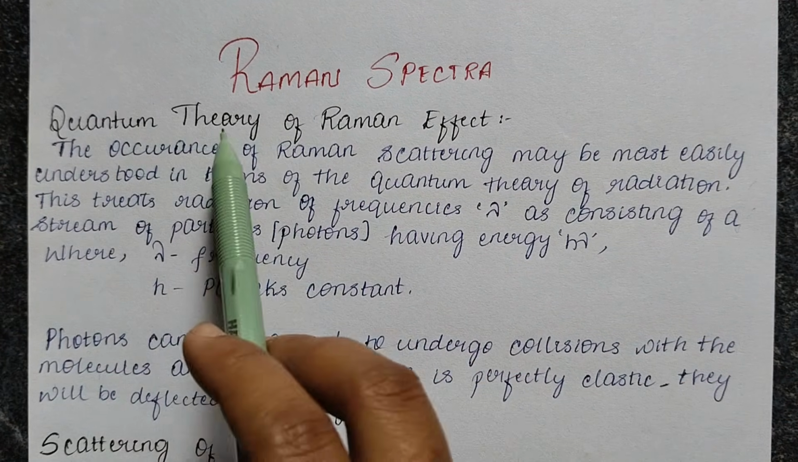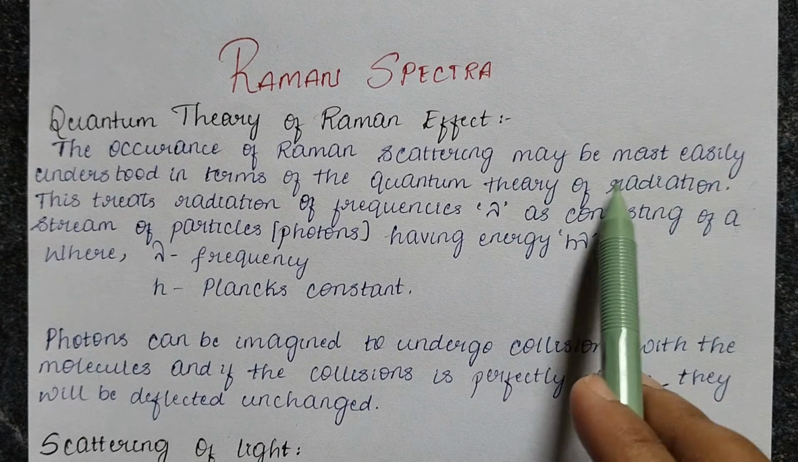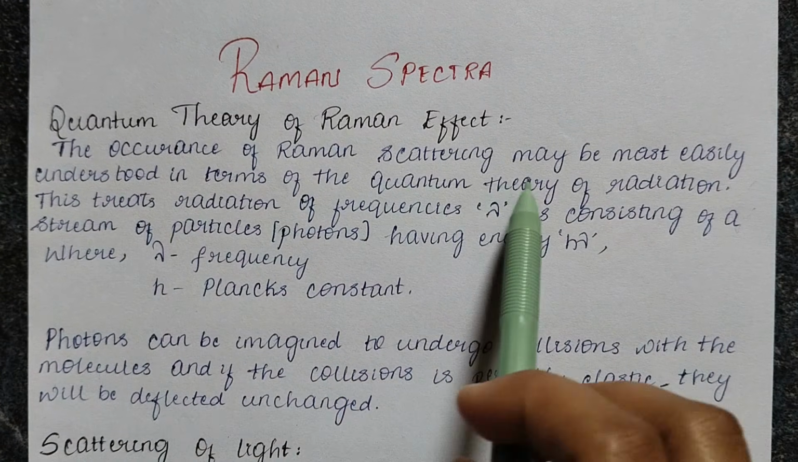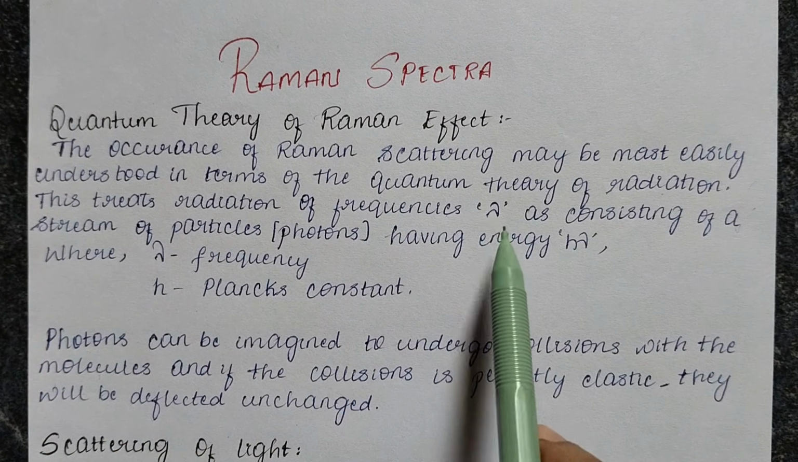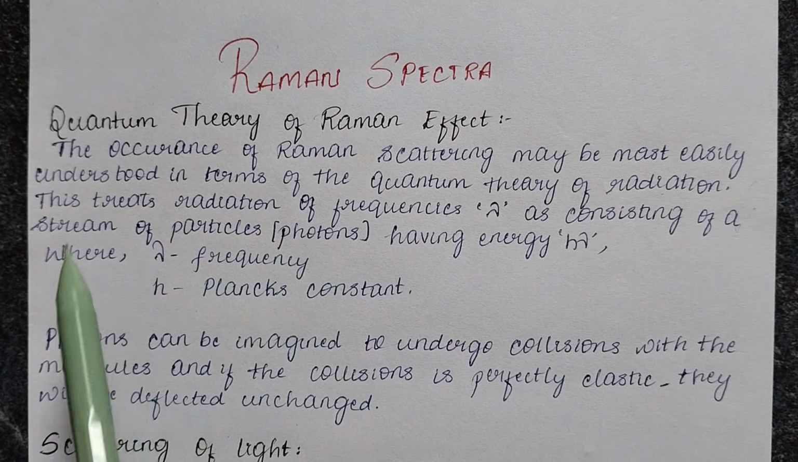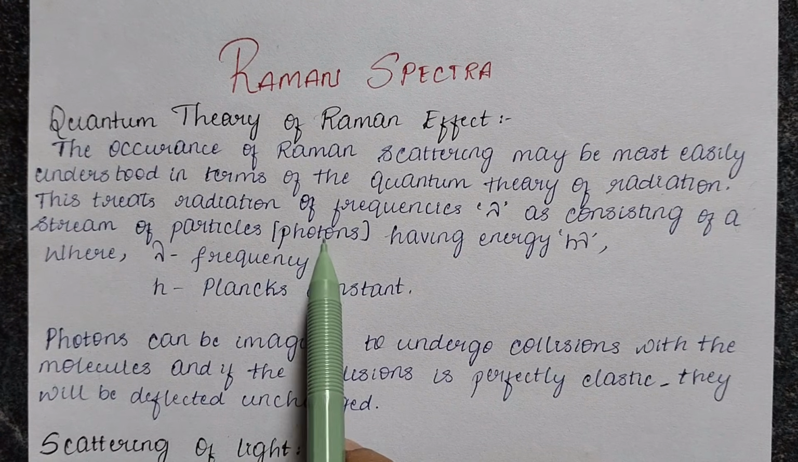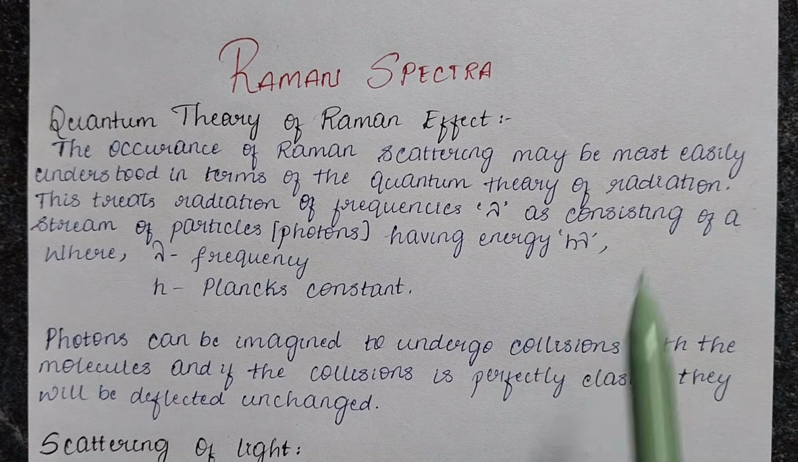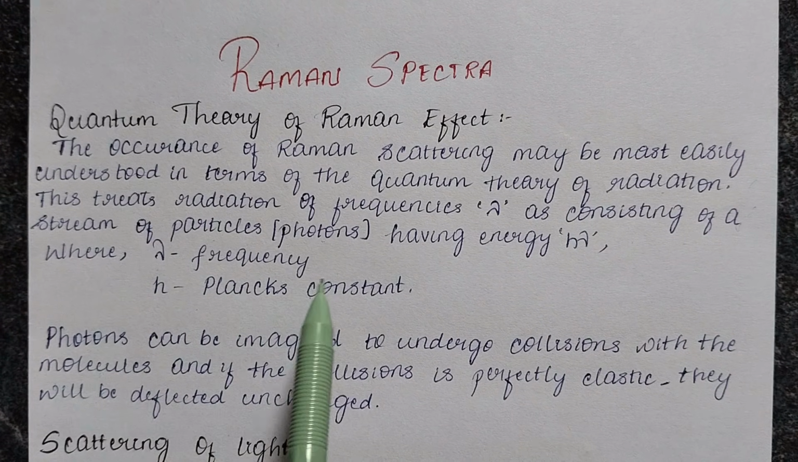Now let us see the quantum theory of Raman effect. The occurrence of Raman scattering may be most easily understood in terms of the quantum theory of radiation. This treats radiations of frequency, which is represented by nu, as consisting of a stream of particles. So here the particles are referred to as photons having energy h nu, that is E is equal to h nu, where nu stands for frequency and h stands for Planck's constant.